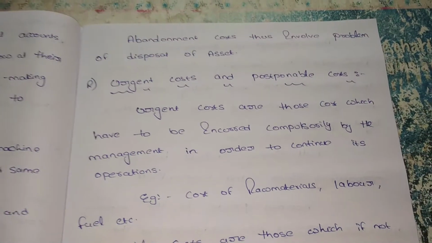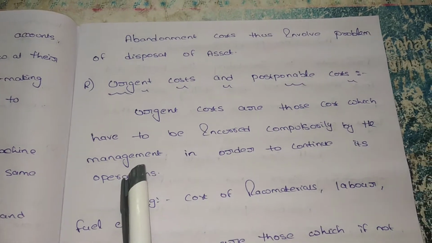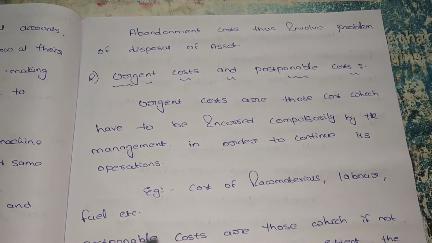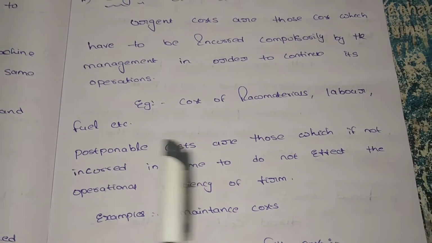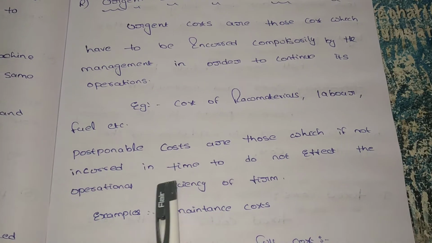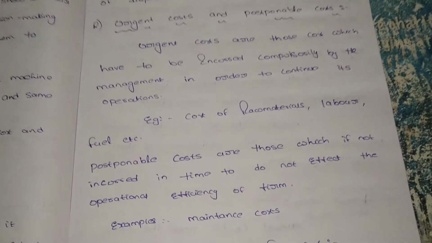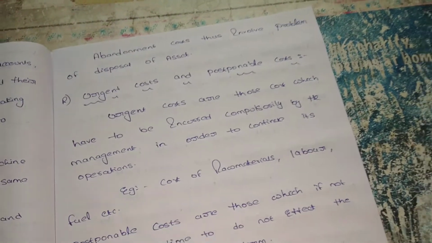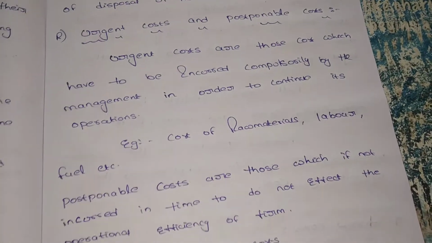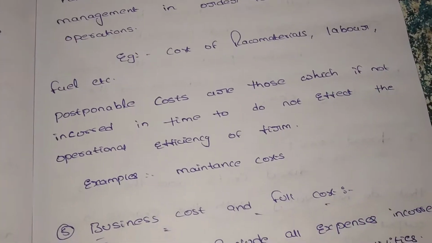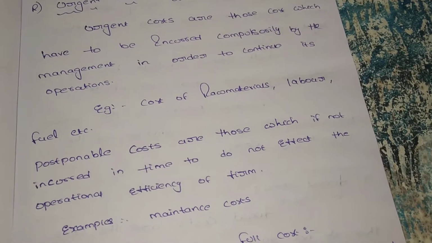Urgent costs. Urgent costs are those costs which have to be incurred compulsorily by the management in order to continue their operations. What is postponable cost? Postponable costs are those which, if not incurred in time, do not affect the operating efficiency of the firm. Urgent cost is incurred at the time of running of the business, but postponable cost is incurred not only at the time of operations, but also when the operations are not done.